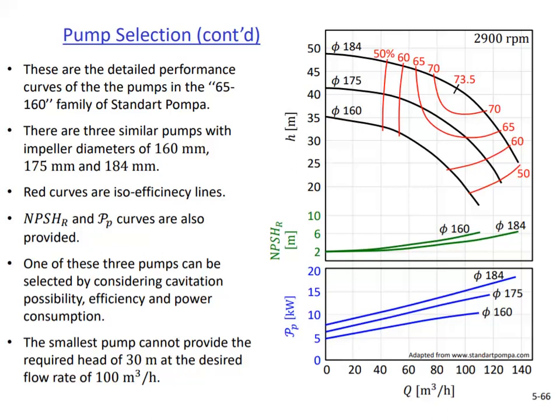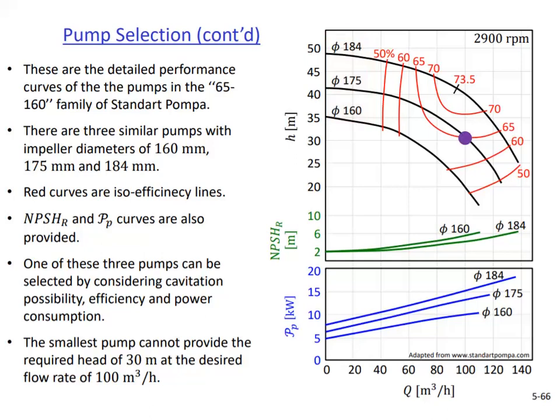If we go back to the centrifugal pump selection from Standard Pompa, here are the technical details of the 65-160 family that we found to be suitable for our application. We see a lot of information here. The common horizontal axis for all plots is the flow rate. On the vertical axis, we see the head, the required NPSH, and the pump power. In this family, 3 different impeller diameters are offered as 160, 175, and 184 millimeters. There is a separate head curve for each of these shown in black color.